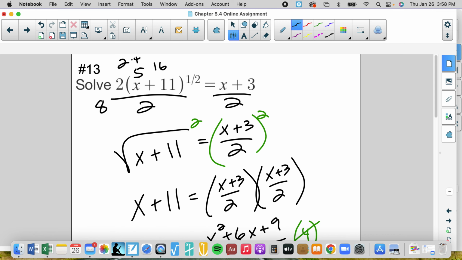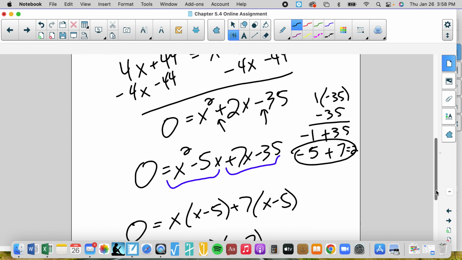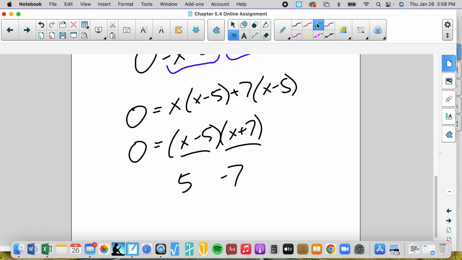5 plus 3 is 8 divided by 2. Wait, what am I plugging in? 5. Yeah, 5 plus, oh, not divided by 2. Just 5 plus 3 is 8. So 5 works. And let's try negative 7.